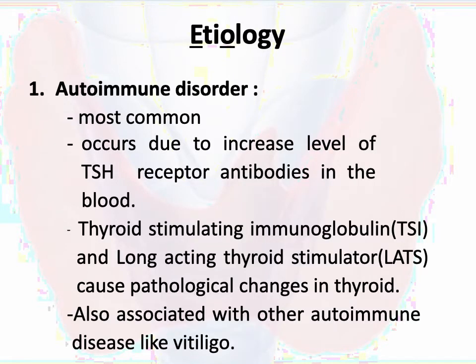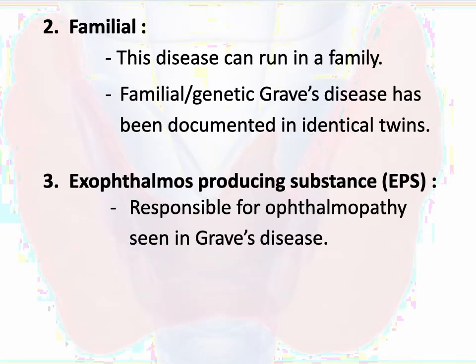Etiology: autoimmune disorder, most common in young people, due to increased levels of antibodies to the TSH receptors in the blood, thyroid stimulating immunoglobulin TSI and long-acting thyroid stimulators, which cause pathological changes in the thyroid. Also associated with other autoimmune diseases like vitiligo. Familial, and in identical twins they have seen it. And an exophthalmos producing substance is responsible for ophthalmopathy, because there is a pathology in the eyes as well. You can see it's protruding, seen in Graves' disease.